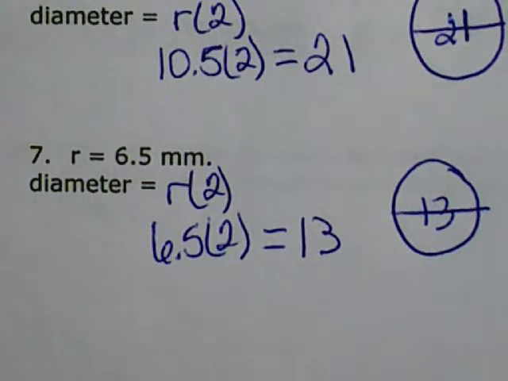Last one, let's take a look at number 7. Did you get the distance across the circle, or the diameter, was 13? That's awesome.